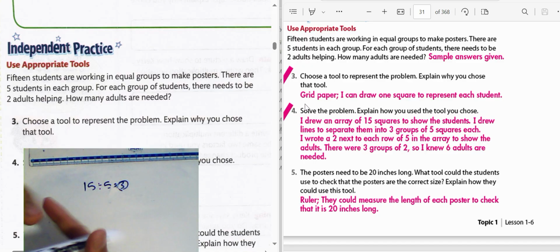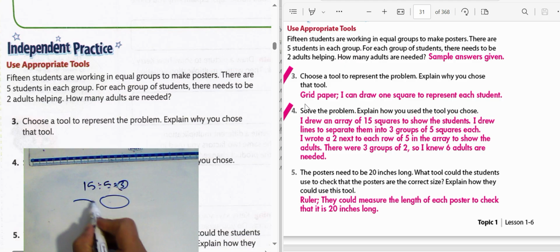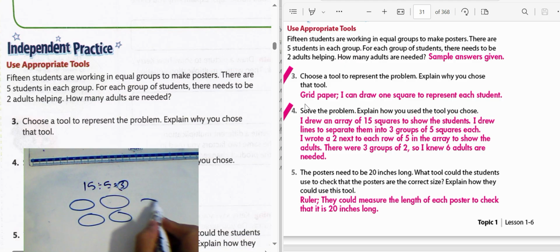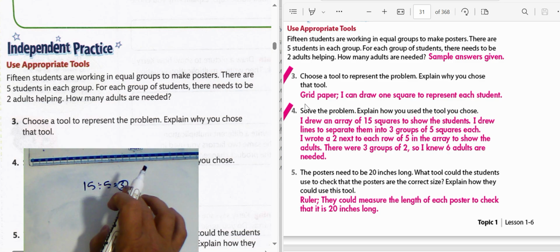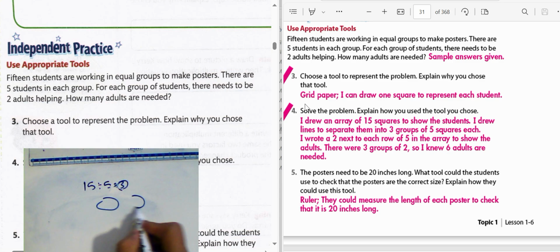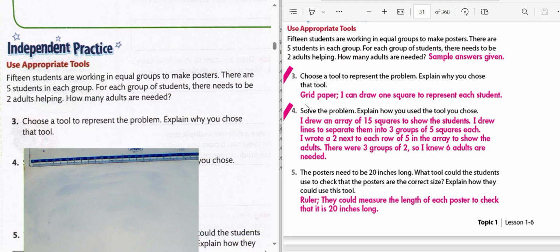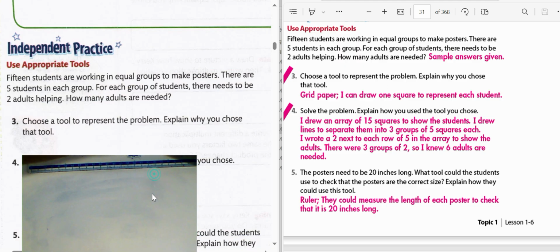You can use anything you like. 1, 2, 3, 4, 5. Or if you want to find the number of groups, each group contains 5. Then we have 3 groups here. Each group contains 5. So you can write here about this example.